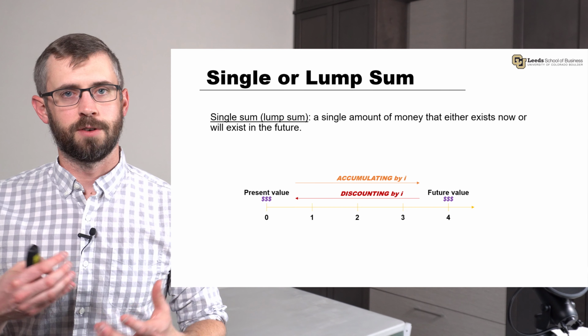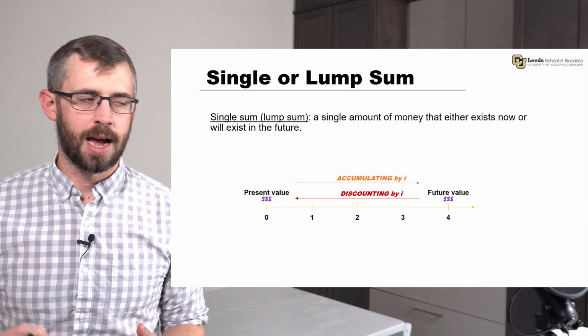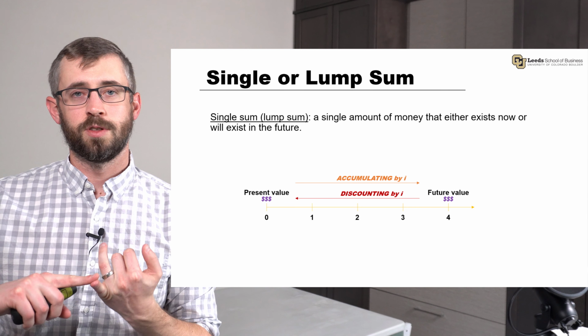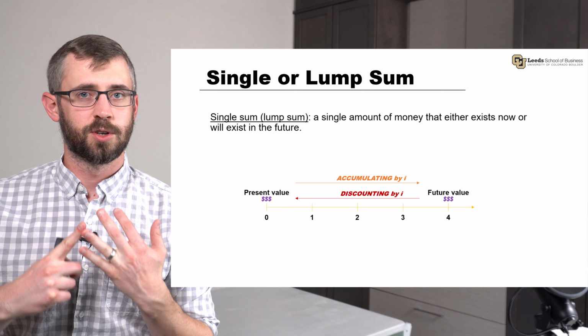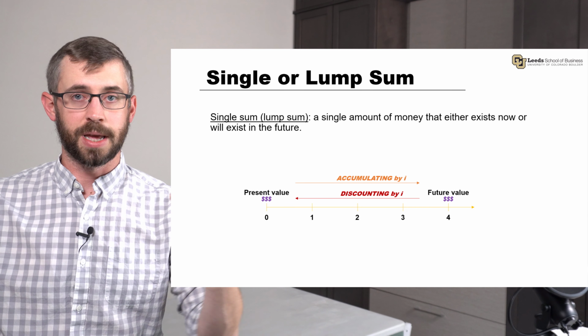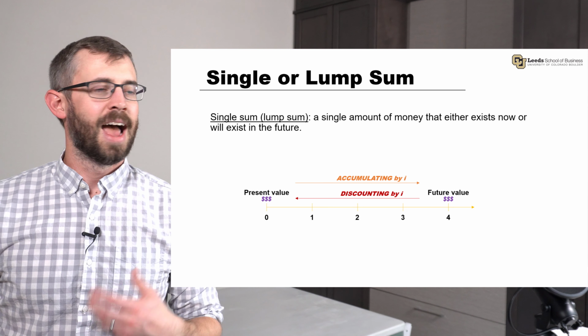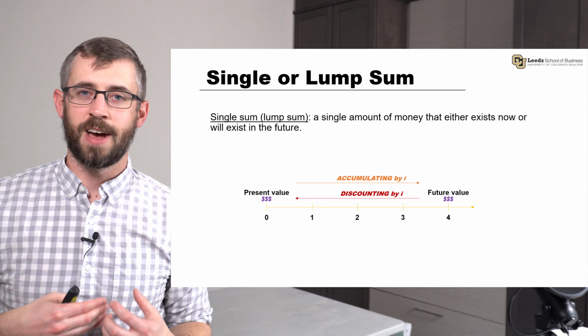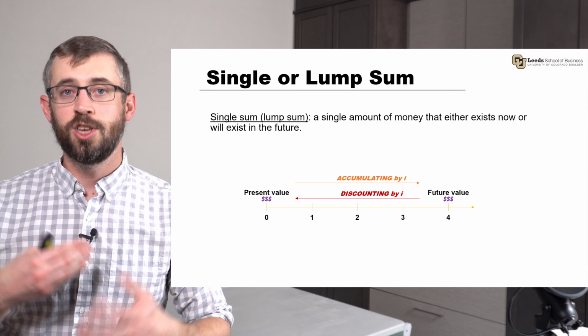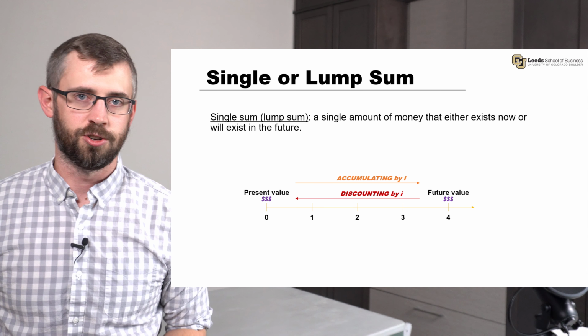And now I want to review just some terminology around time value of money. We're going to be dealing with single sums, or what we sometimes call lump sums. And this is going to be the big principal payment that might occur at the end of a note or at the end of a bond. And so we can either discount a future value back to the present value, or we can accumulate a present value up to a future value amount.